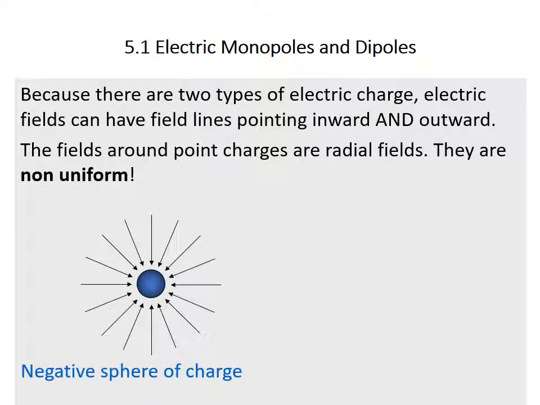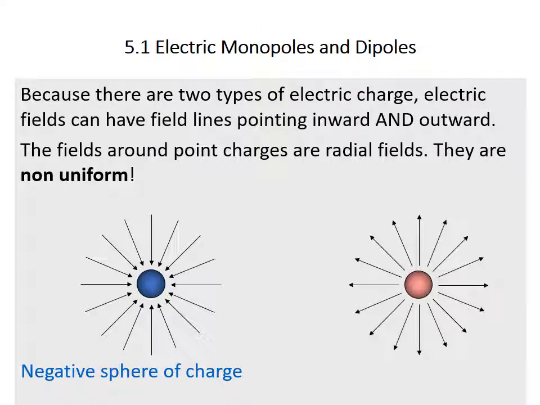So these are two radial fields. You need to know the difference between a radial field and a uniform field. So we have a negative charge. The field lines are directed into the negative charge. The field lines are drawn out of a positive charge.